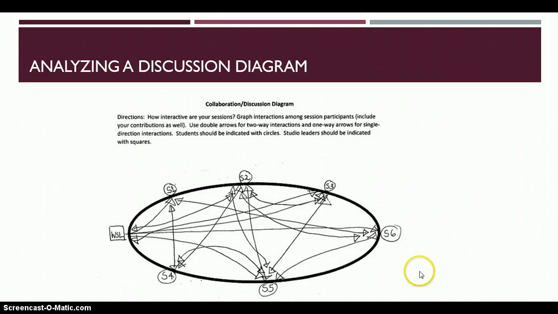Here's an example of a filled-out writing studio discussion diagram. Let's take a minute to do a little bit of analysis. Notice, for example, that the writing studio leader never directly addresses student number 4. You'll also notice that student number 4 only has 3 interactions. This student isn't participating much.